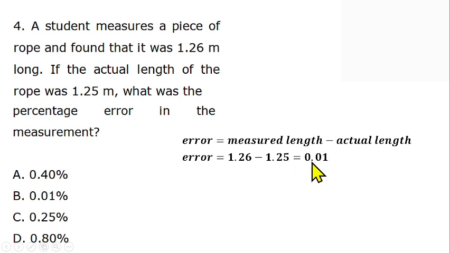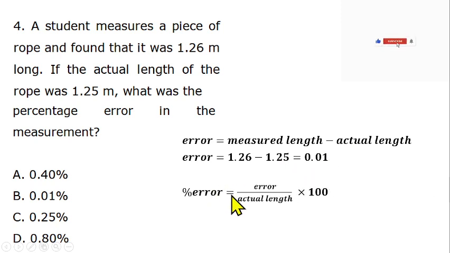Then we now take this error to percentage, and percentage error is the error divided by actual length times 100. So we know the error is 0.01 divided by actual length, which is 1.25, multiplied by 100. You simplify this, and for that you have 0.80% as the percentage error, and it shows that option D is the correct option for question number 4.